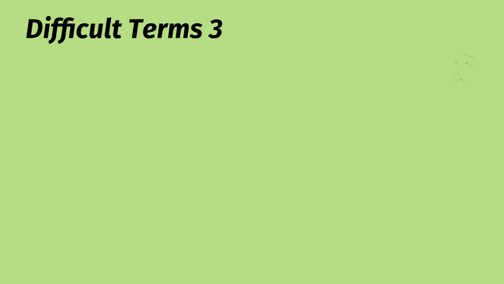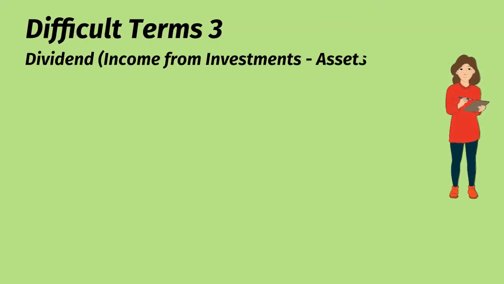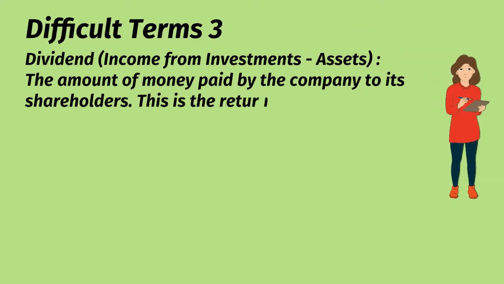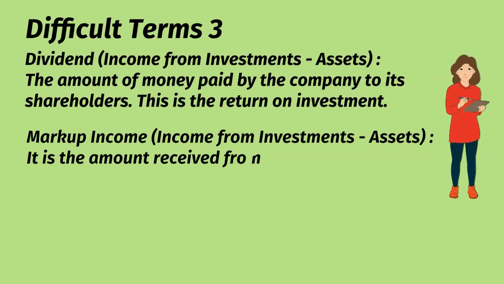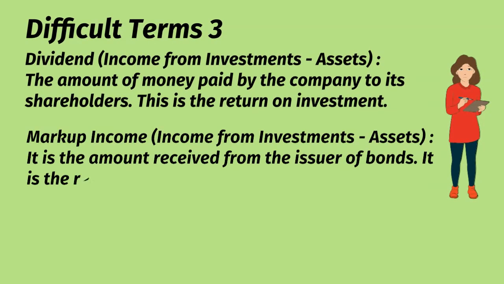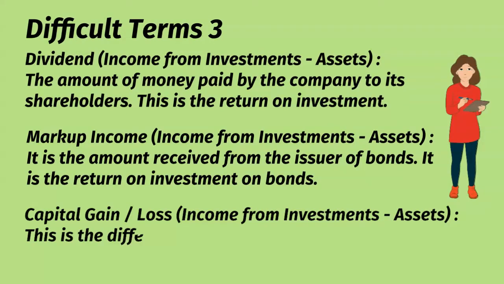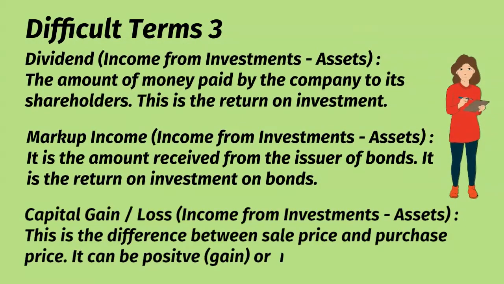Difficult terms 3. Dividend. The amount of money paid by the company to its shareholders. This is the return on investment. Markup income. It is the amount received from the issuer of bonds. It is the return on investment on bonds. Capital gain or loss. This is the difference between sale price and purchase price. It can be positive, which is gain, or negative, which is a loss.